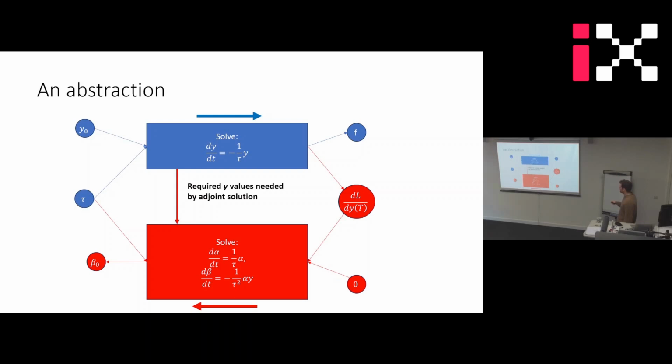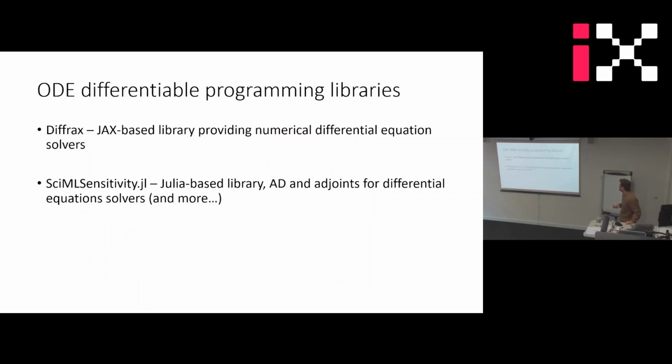Some of the y values in here are needed to solve this. As you can see here, a y value shows up here. So you need to store some of these values or have some way to interpolate them. Any abstraction that you build like this needs to be able to pass values from the forward to the adjoint. But this is the structure we need. And luckily, people who are good at designing software have written libraries that allow you to do differentiable programming with ODEs.